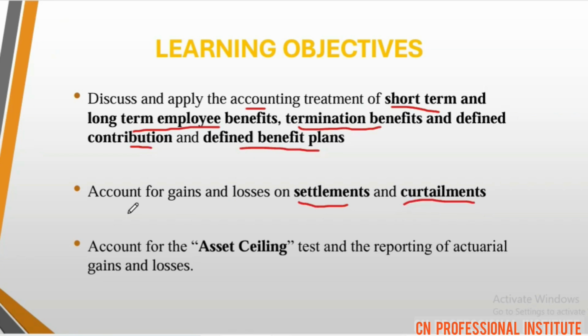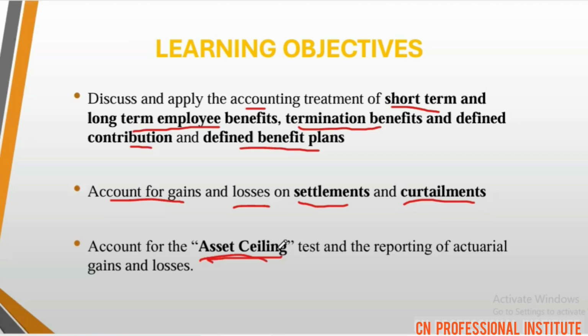We should be able to account for losses and gains on settlements and curtailment. And finally, we should be able to account for asset ceiling. There's something we call asset ceiling under IAS 19. So we should be able to define asset ceiling and account for it in our books. How do we treat it in the books? So these are the learning objectives. By the end of this video, we should be able to define the following and look at the accounting treatment.